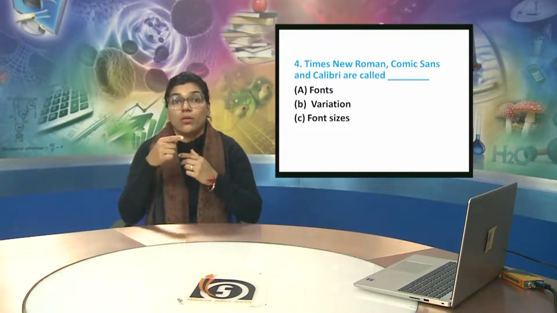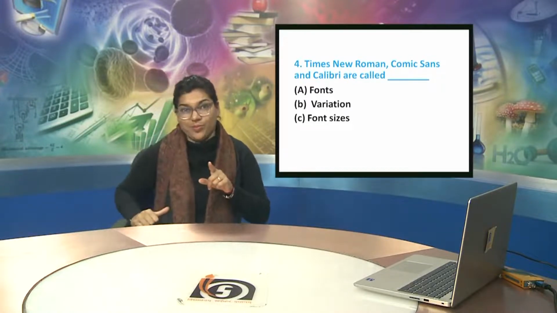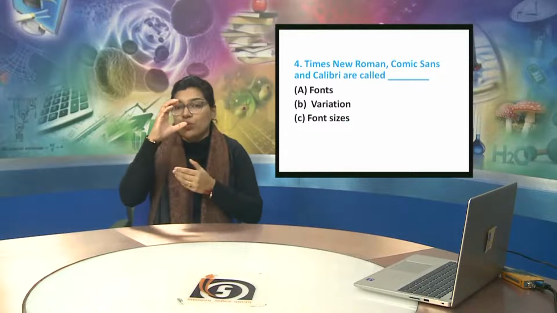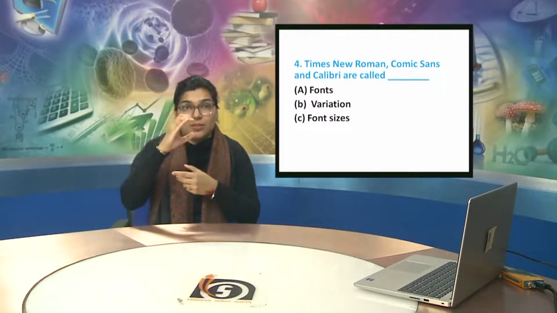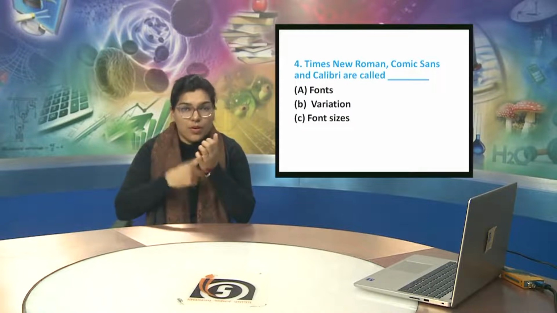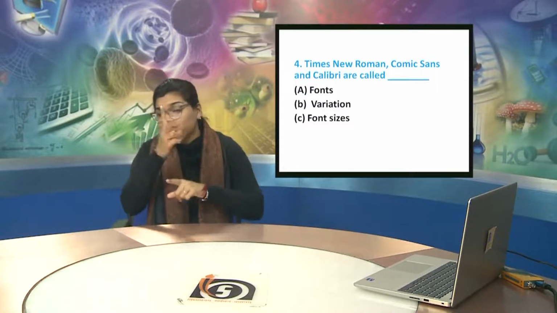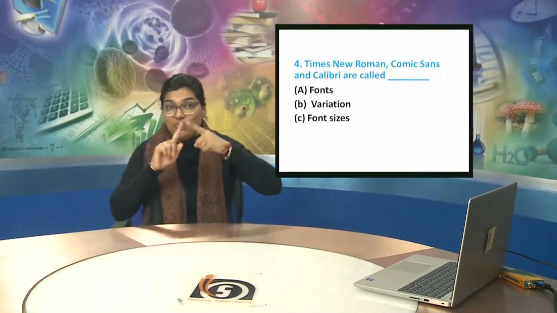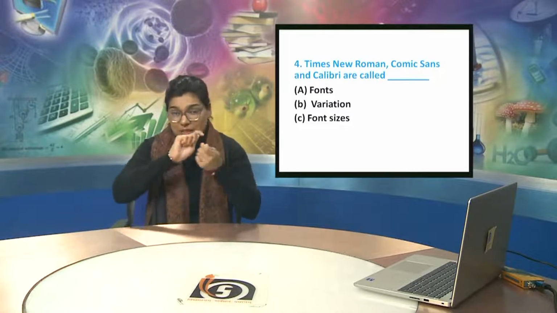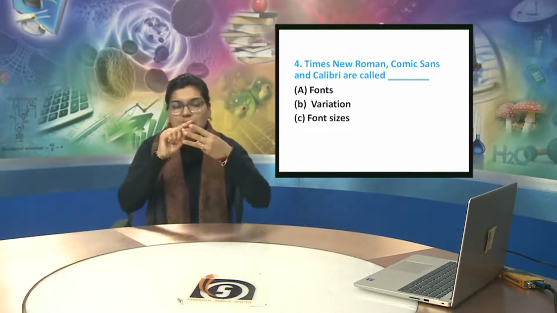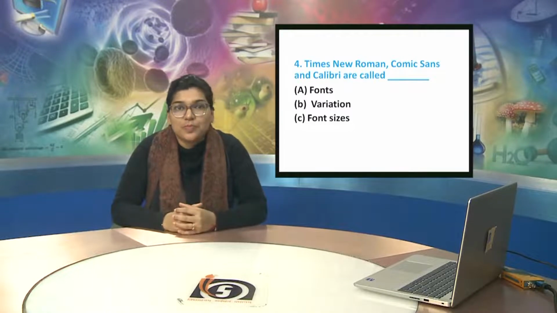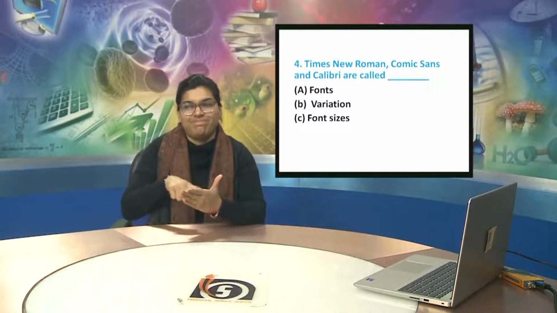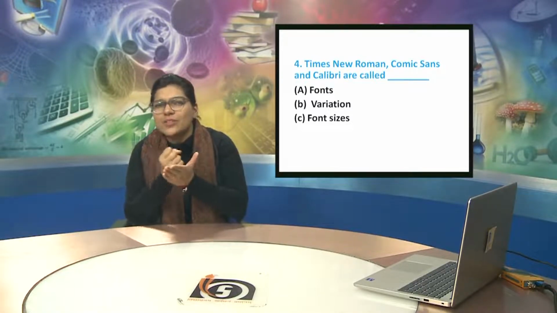Fourth, Times New Roman, Comic Sans and Calibri are called fonts, variations or font size. What do you think is the right answer? Please write it in the chat box. No, you're guessing it wrong. It's not font size. Please try again.